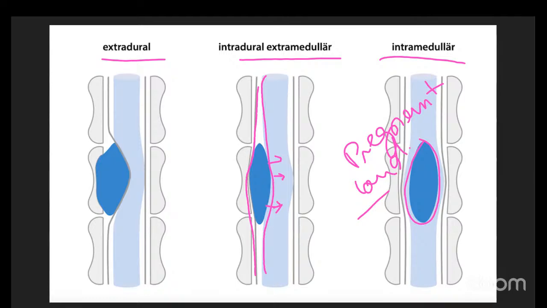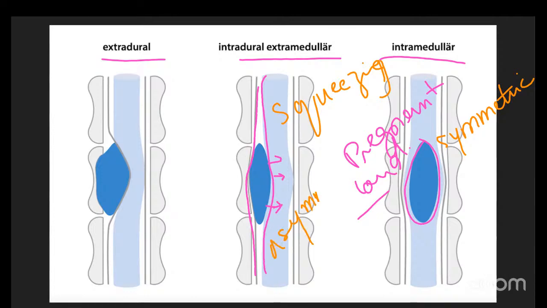Why? Let me change the color. With an intramedullary lesion, the entire cord is involved, and the symptoms are going to be symmetric. Whereas with an intradural extramedullary lesion, because it is compressing the cord, there's a squeezing mechanism going on. Since it squeezes the spinal cord on one side, the presentation is also going to be asymmetrical. And there's another buzzword that examiners like to throw at us and that often gets asked in the rounds. I have not seen it in clinical presentations as often though, which is the Brown-Sequard syndrome.